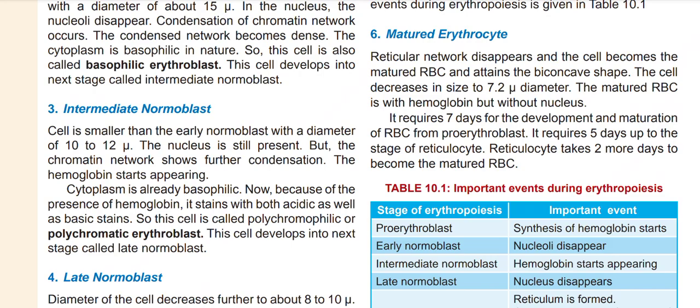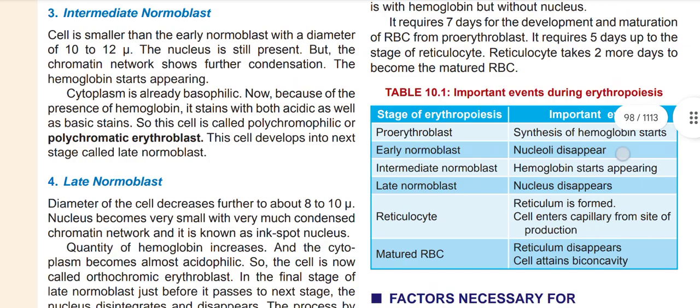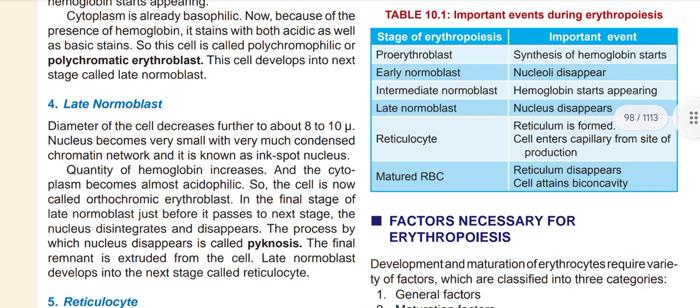The important phenomenon in this stage is appearance of hemoglobin. Now, late normoblast. The diameter of the cell decreases further to about 8 to 10 micron. The nucleus becomes very small with very much condensed chromatin network and it is known as ink spot nucleus. So in which stage can you see ink spot nucleus? It is late normoblast. The quantity of hemoglobin increases and the cytoplasm becomes almost acidophilic, so the cell is now called orthochromic erythroblast.